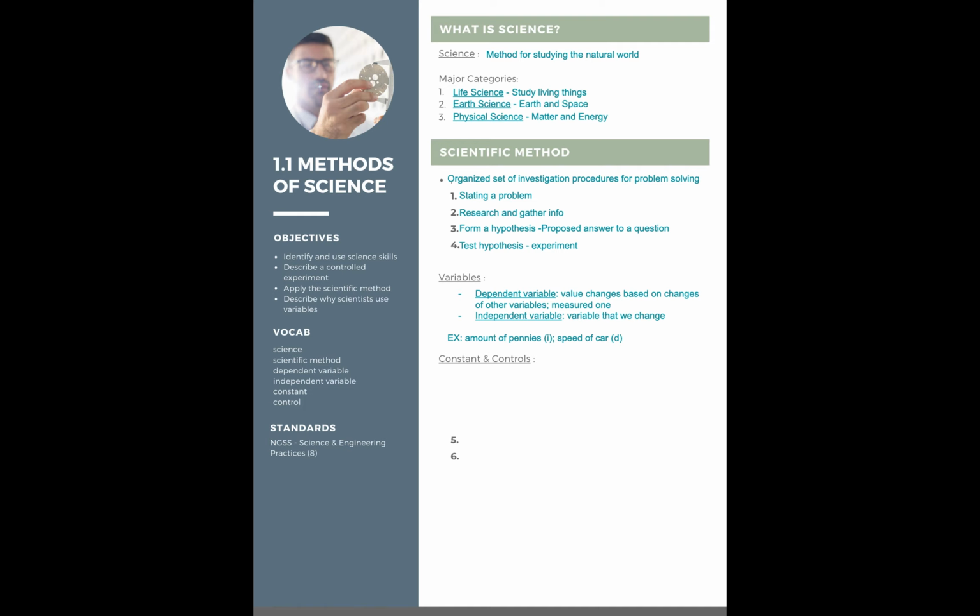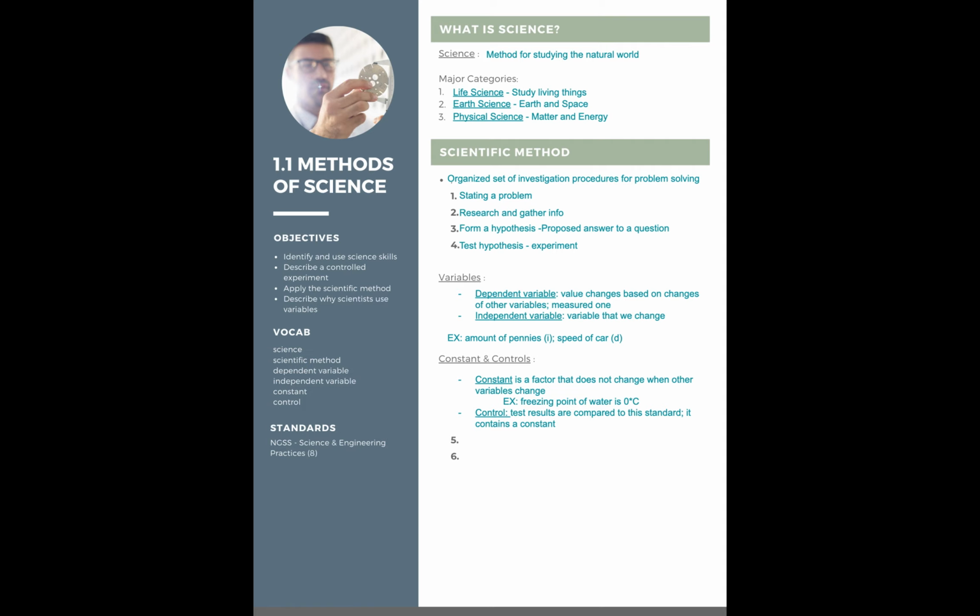Okay, within an experiment, we also have constants and controls. Okay, so a constant is a factor that does not change when other variables change. So for example, the freezing point of water is 0 degrees Celsius. Okay, if we go back to the pennies and car experiment, it would be that we use the same car every time and it's the same ramp angle and distance.